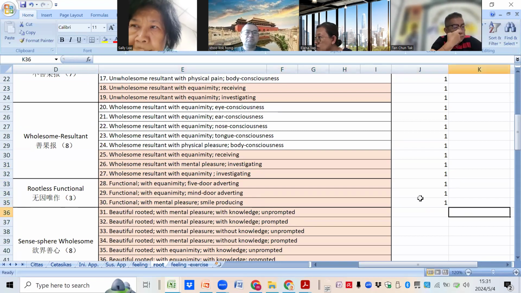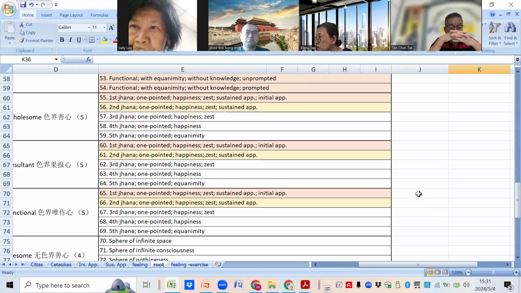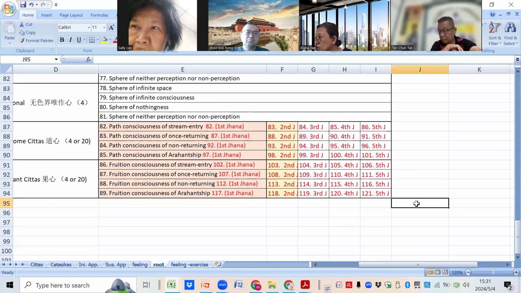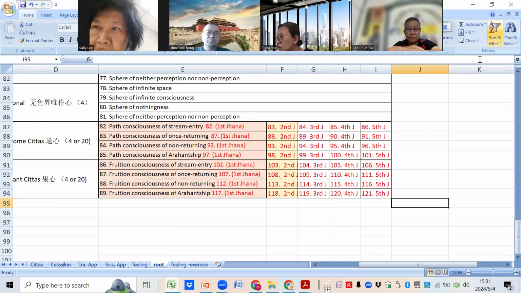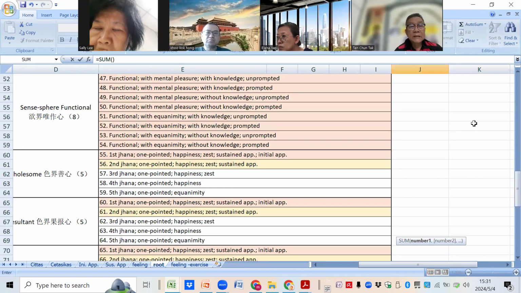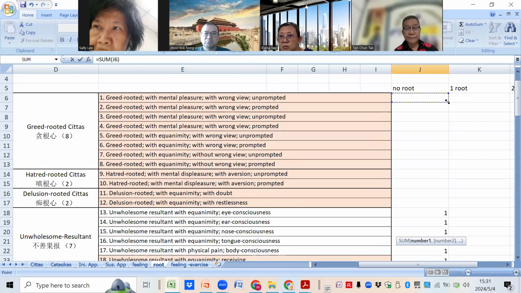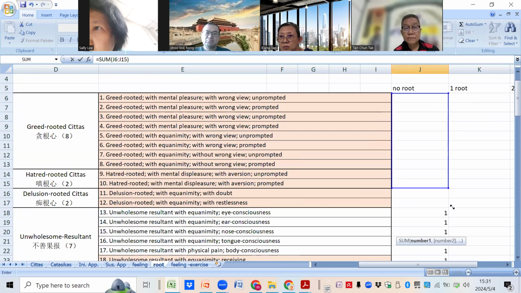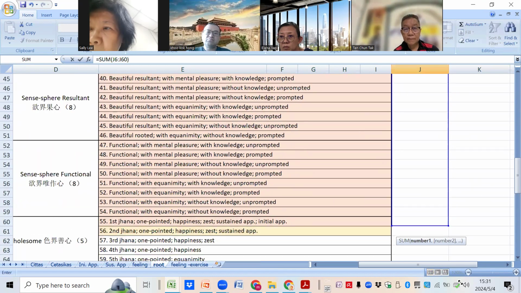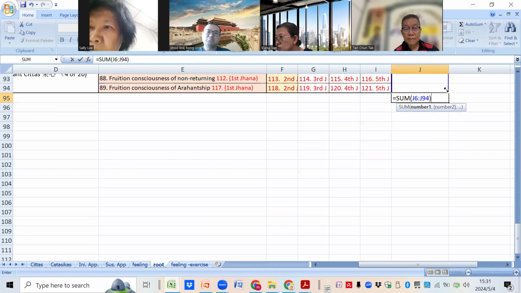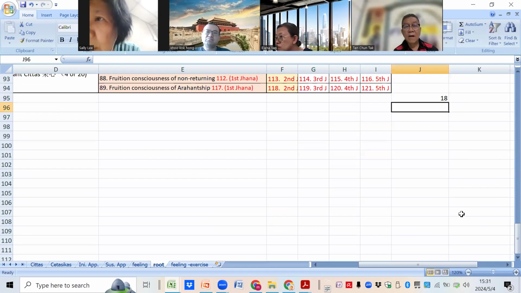We'll put all the numbering here. Then we'll get the total number. How much is it? Sally, how much is it in total? $18.